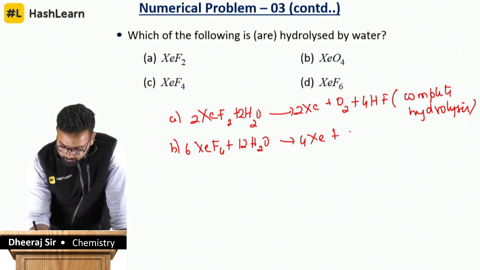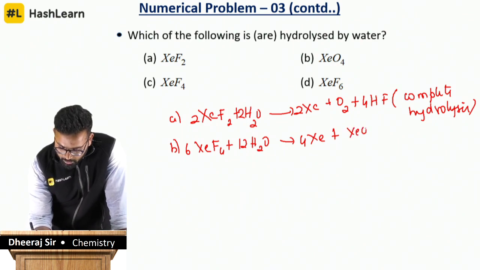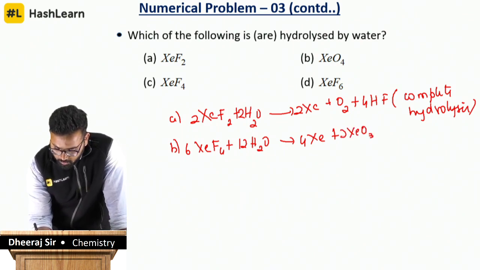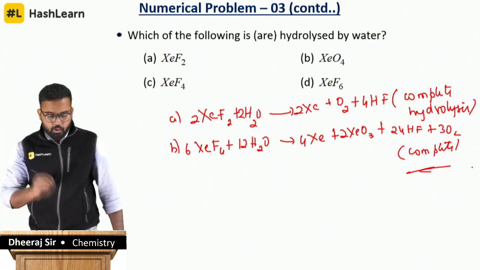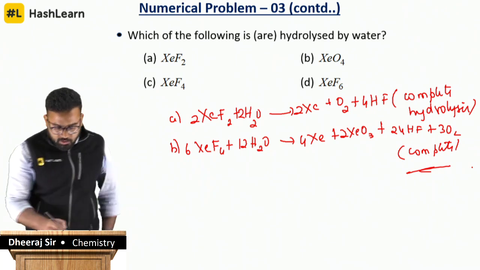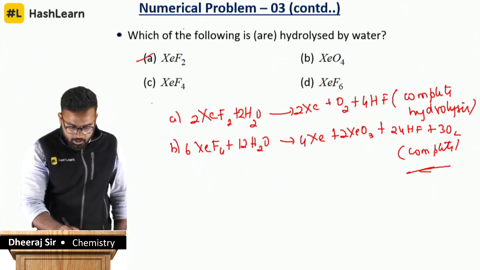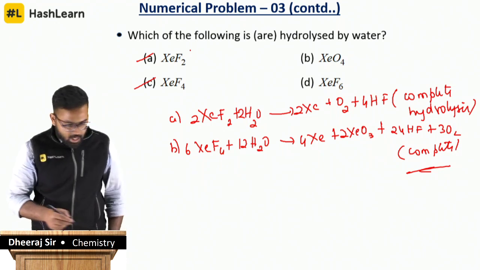So XeO3, 2 moles, plus 24 HF plus 3 O2. This will also lead to complete hydrolysis. Okay, I've spoken about hydrolysis in terms of option A, and in terms of option C as of these reactions.